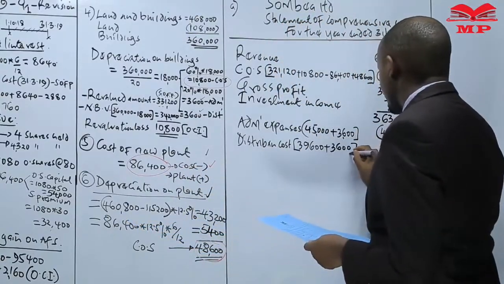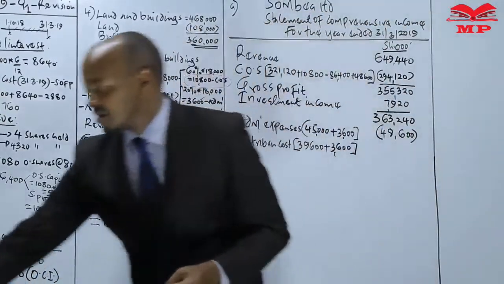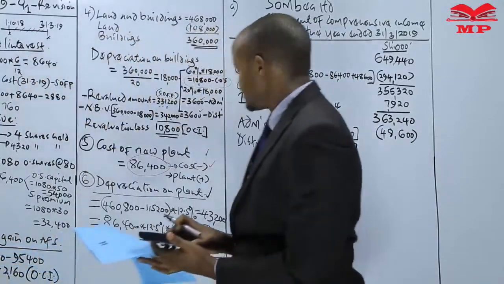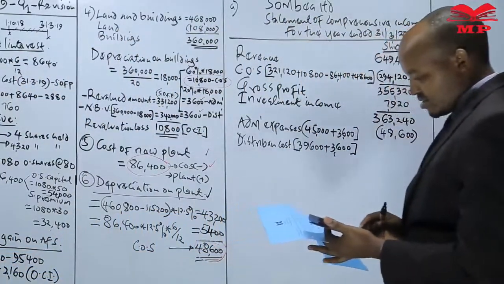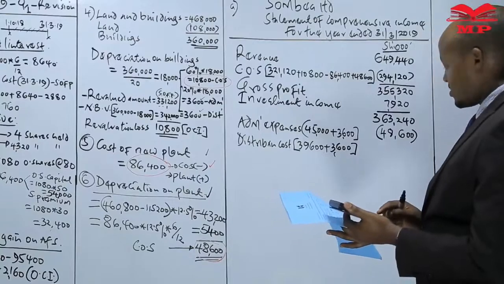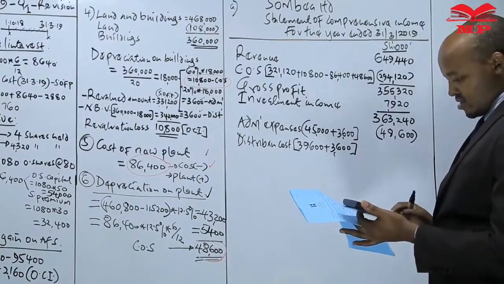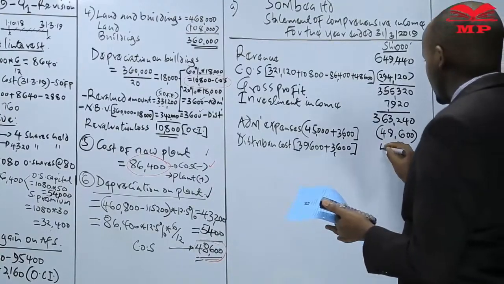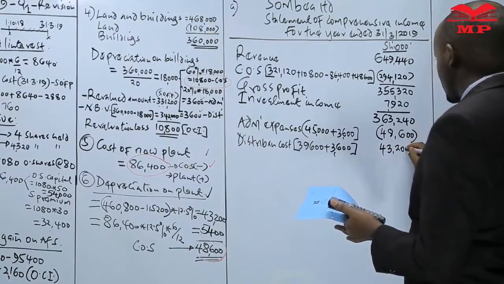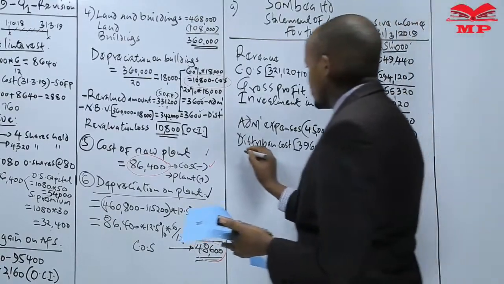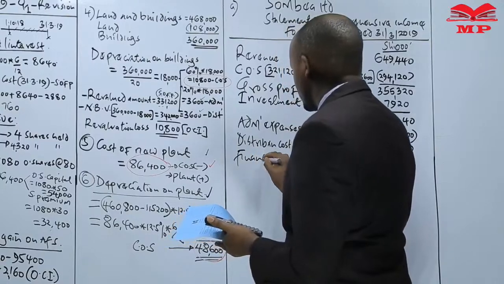Yes, so let's get the total amount there. So we have 39,600 plus 3,600, and that will give us 43,200. And then still to this we take into account the finance cost.